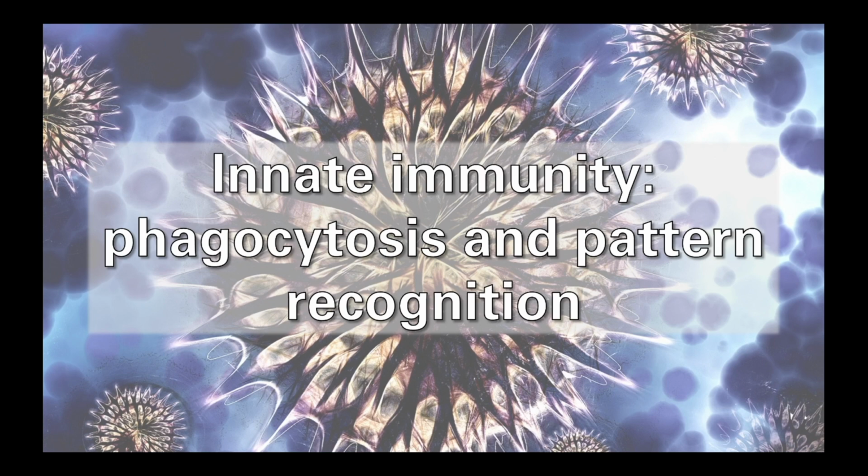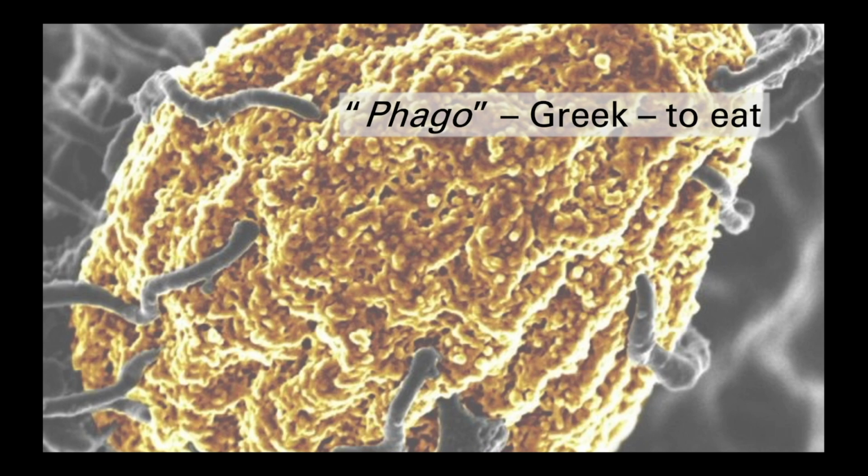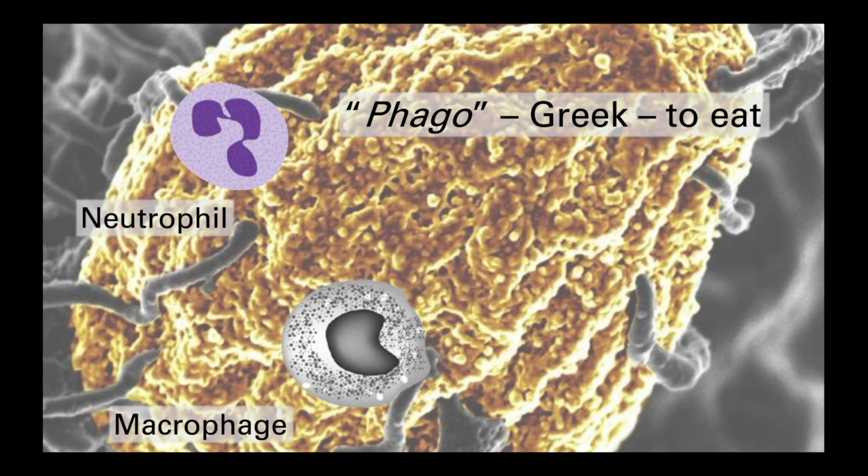And then in the second part, we are going to look at how the innate immune system is able to identify what sort of response it needs to mount. Phagocytosis comes from the Greek phago, meaning to eat, and the two main cells that do this for the purpose of destroying pathogens or infected host cells are the neutrophils and macrophages.